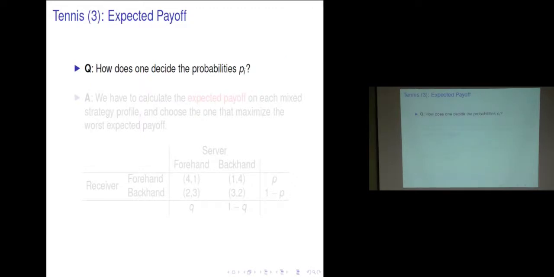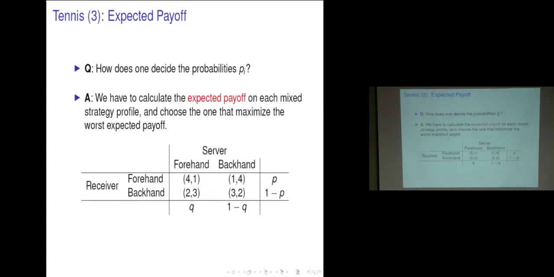So the question is, how does one decide the best, or some kind of equilibrium? The answer is we have to calculate the expected payoff on each mixed strategy profile, and choose the one that maximizes the worst expected payoff.